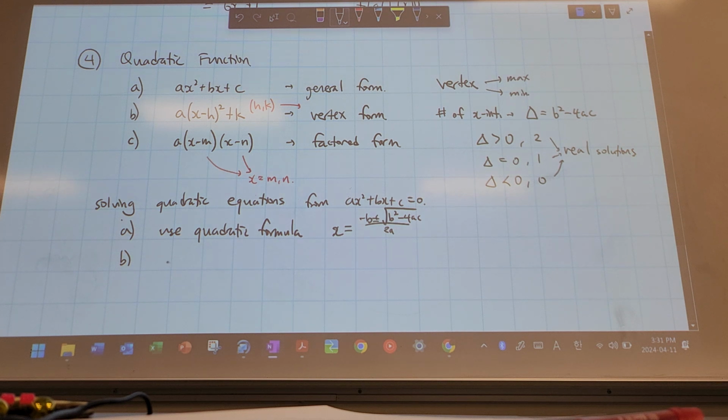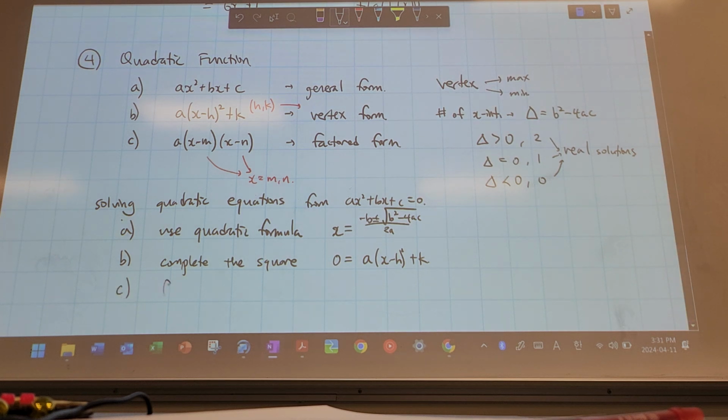Another method is to complete the square, where we try to represent our equation as 0 is equal to a times (x minus h) to the power of 2 plus k, right? And then we solve it step by step, which is not a good idea. You never want to complete the square.